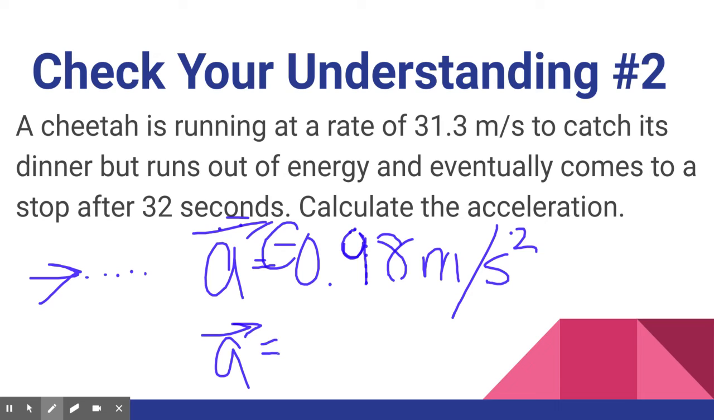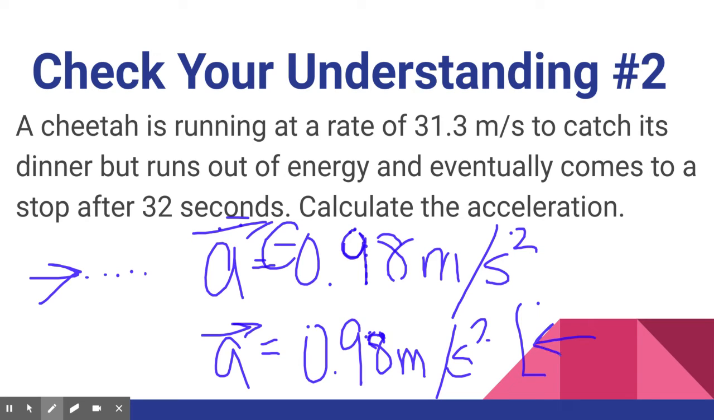So we'll write that the acceleration is 0.98 meters per second squared in this direction. This right here is the initial direction that the cheetah was moving. This is the direction that the cheetah was accelerating in. It was opposite of the motion of the cheetah.